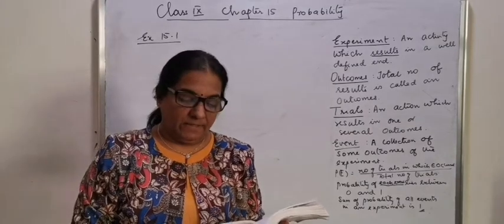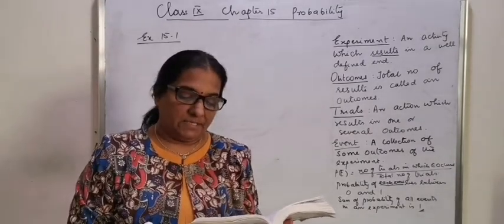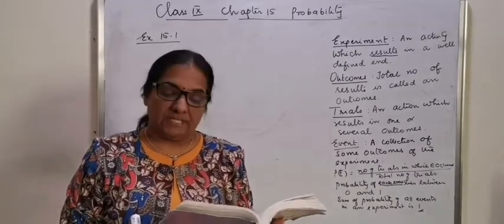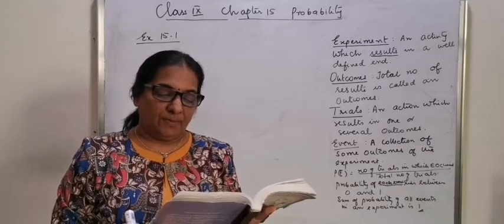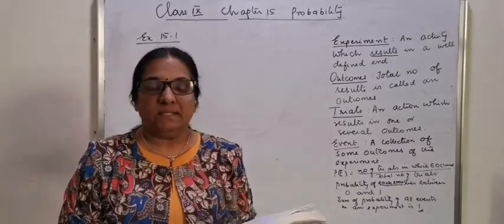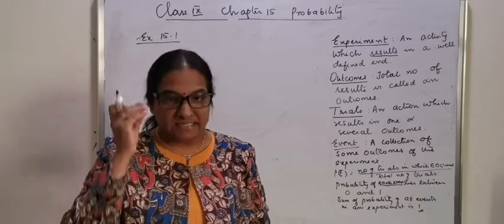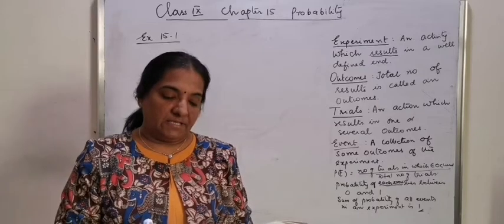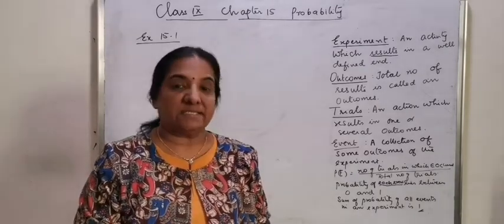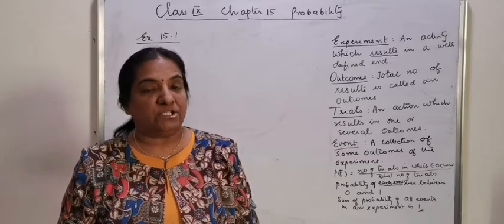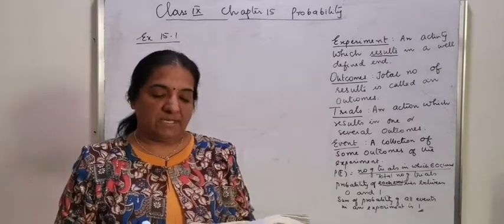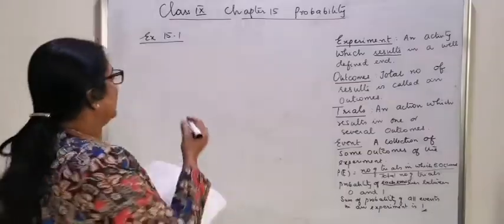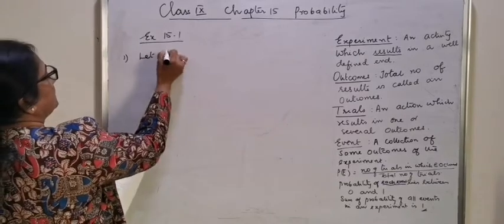Exercise 15.1. First question. In a cricket match, a batswoman hits a boundary 6 times out of 30 balls she plays. Find the probability that she did not hit a boundary. So from the question itself, the total number of trials is 30. The event in which the ball hit a boundary is 6. Therefore, the event in which the ball did not hit a boundary is 30 minus 6, which is equal to 24.